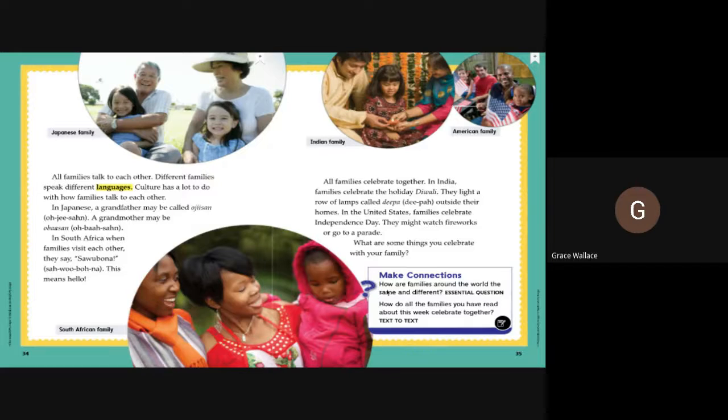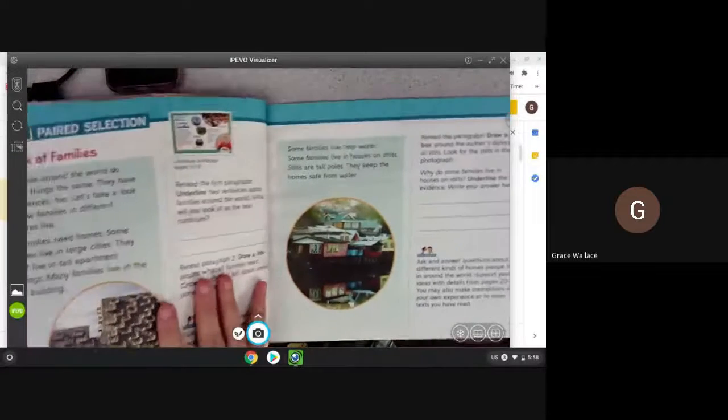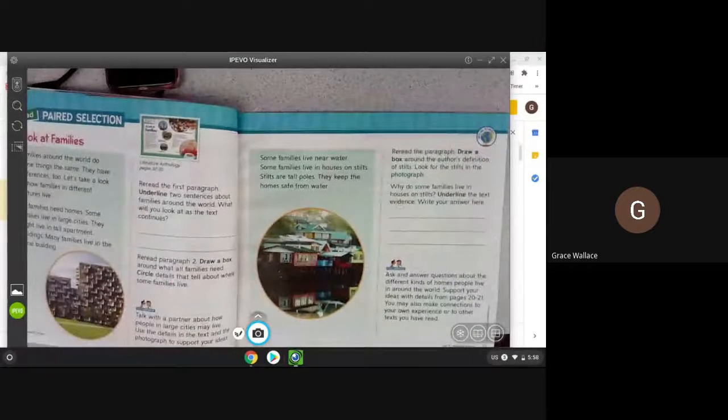Okay, now we're going to go back to our workbook, and we're on page 21. Right here. All right. So it says reread the paragraph. Draw a box around the author's definition of stilts. We learned about that already. Look for the stilts in the photograph. Okay. Some families live near water. Some families live in houses on stilts. Stilts are tall poles. They keep the home safe from water.